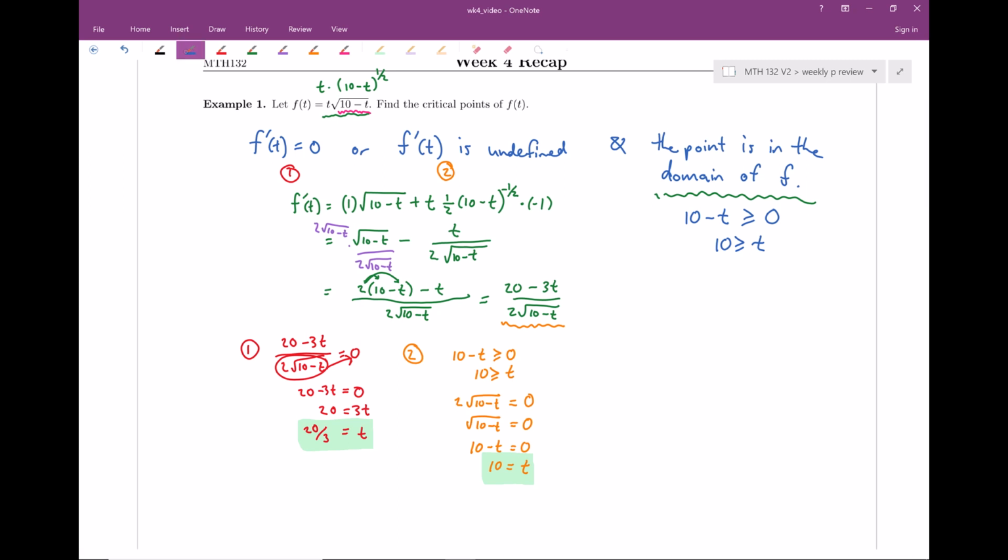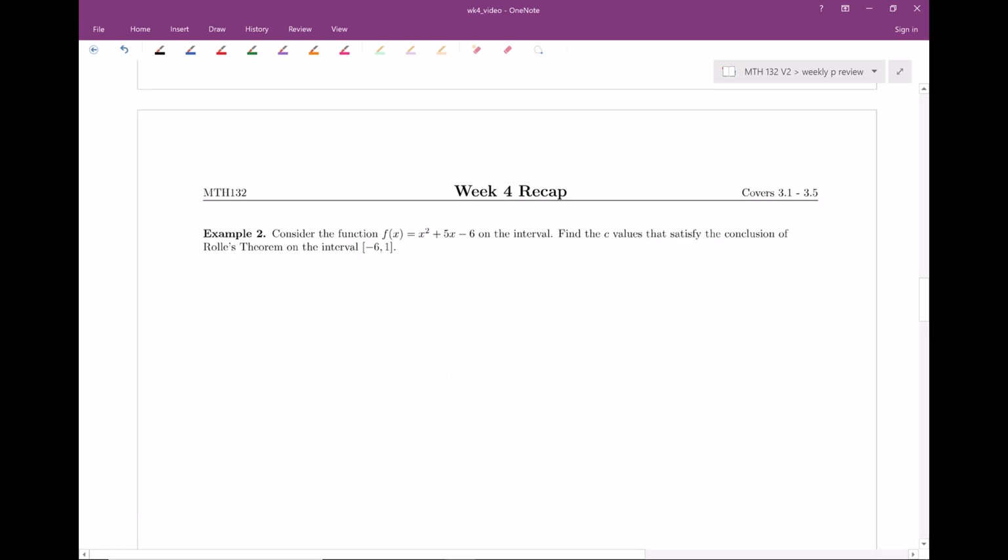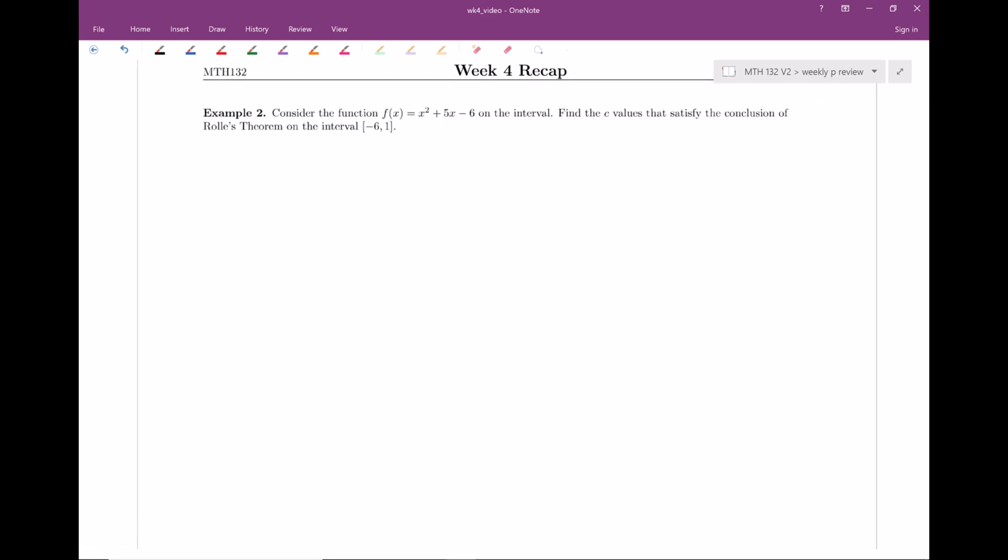Alright, so this was a little bit longer. Examples 2 and 3 we'll be able to go through a bit faster. So example 2, consider this function on an interval. The interval is, I guess, -6 to 1 down here. Find the c-values that satisfy the conclusion of Rolle's theorem.